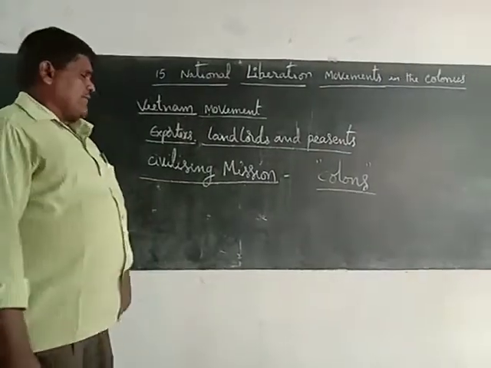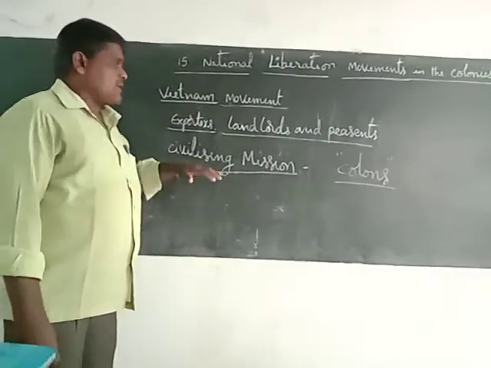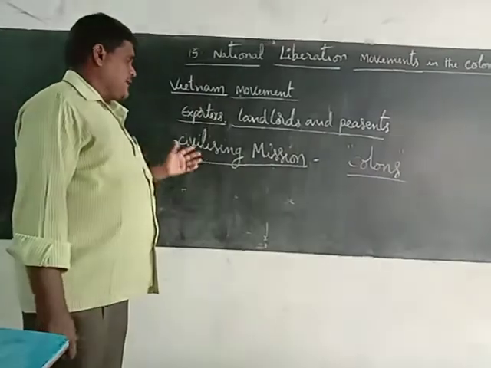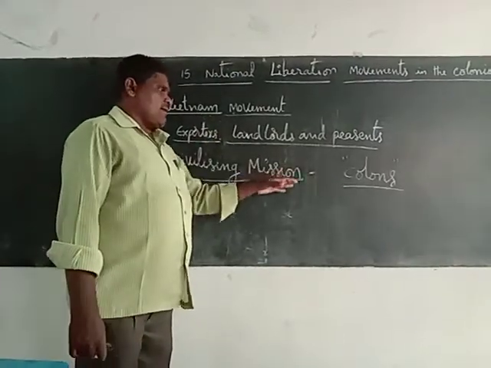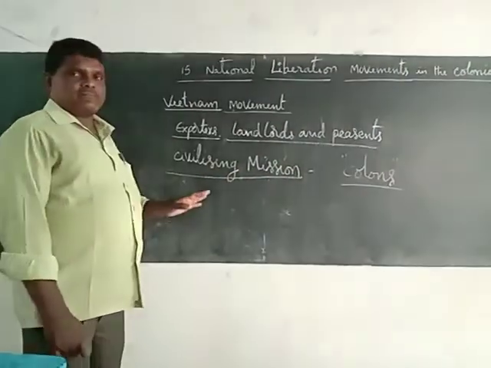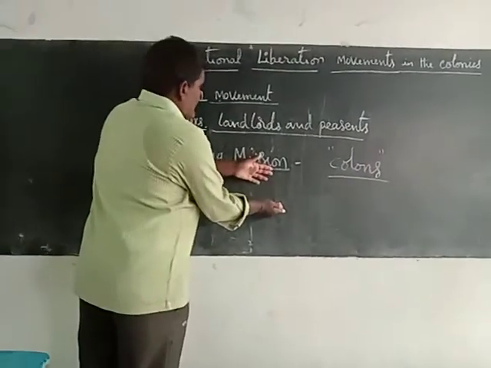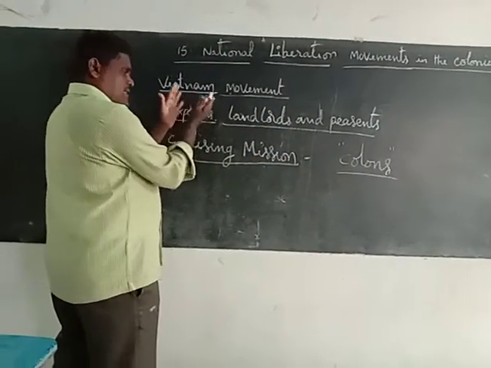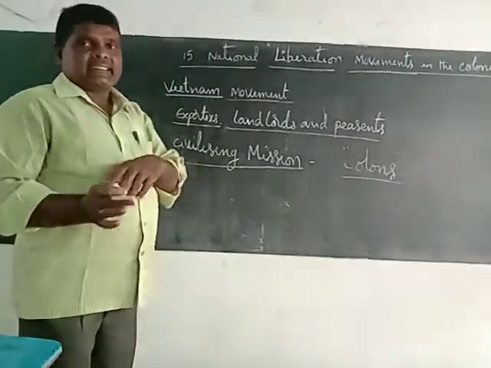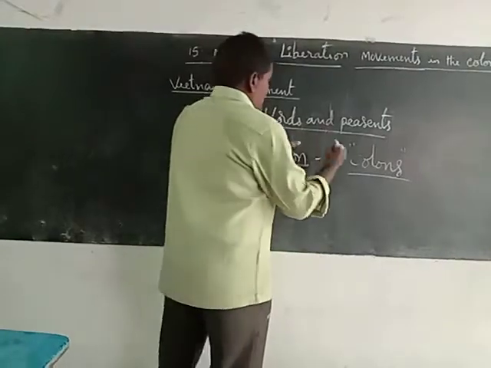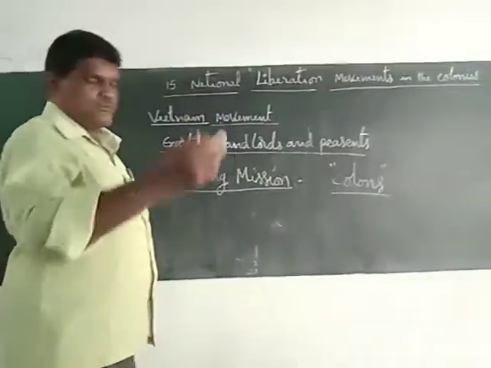Vietnam became a civilization country. Why? The education and all things were encouraged and developed by the French people. For which purpose? For the development and support of the French people. Here, the Vietnamese people also studied so many subjects.